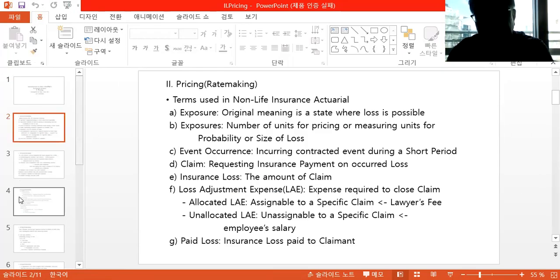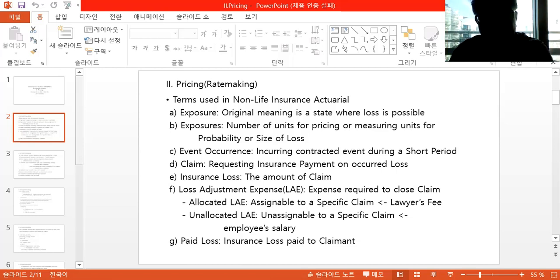The first one is called exposure. Its original meaning is a state where loss is possible. Then the second, exposures, is the number of units for pricing, or measuring units for the probability and size of loss. Then event occurrence: this is an incurred event during a short period. By a short period, I mean something like a policy year, one year.